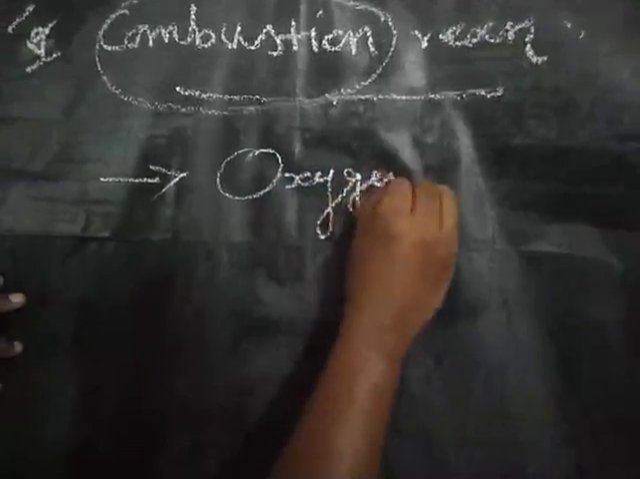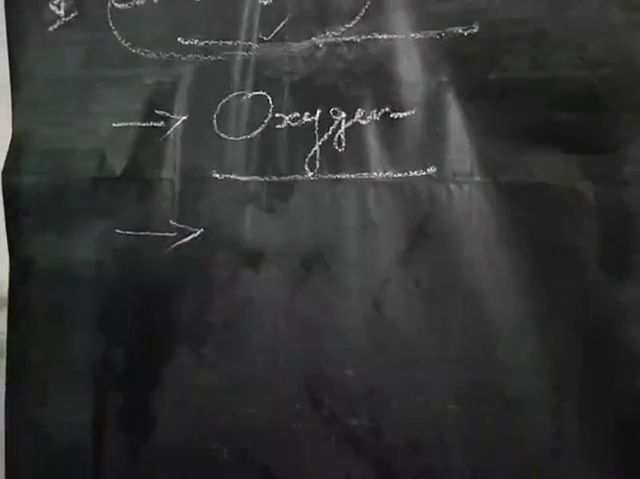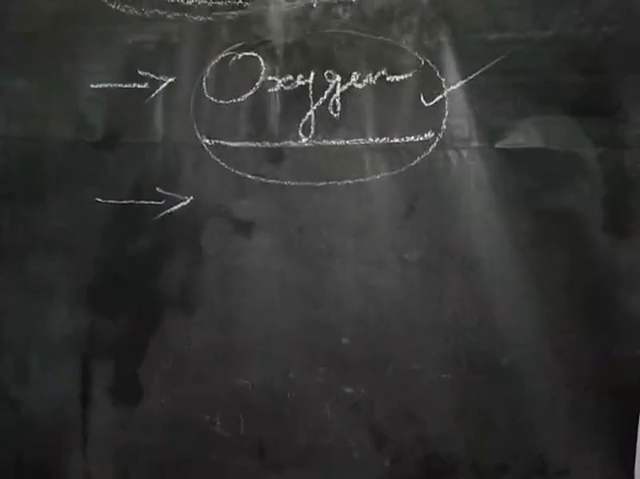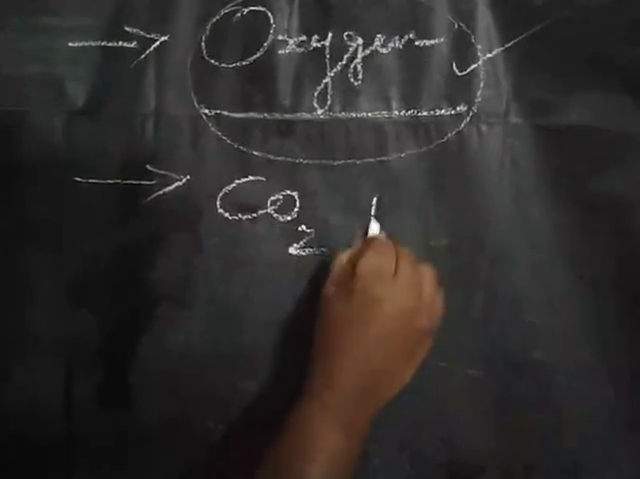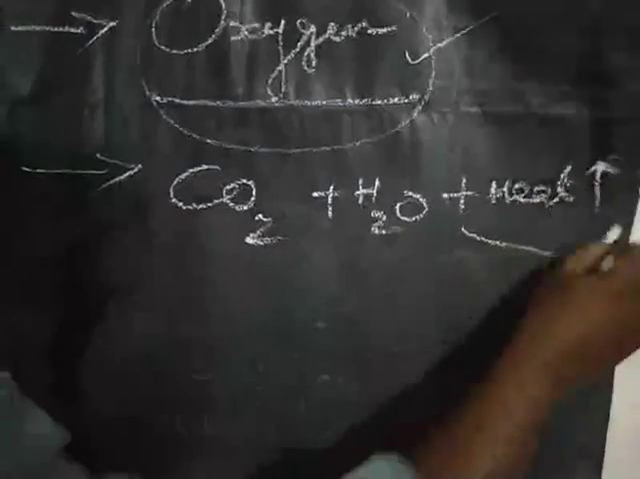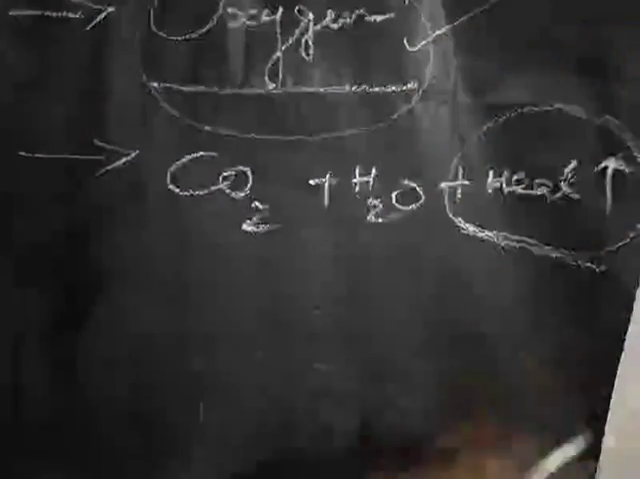Without oxygen, we cannot carry out this type of reaction, the combustion reactions. In our day-to-day life, we burn so many substances with the help of oxygen. This type of reaction is known as combustion reactions. Any compound or substance combined with oxygen liberates either carbon dioxide or water, or sometimes heat is also liberated. Maximum heat is liberated.